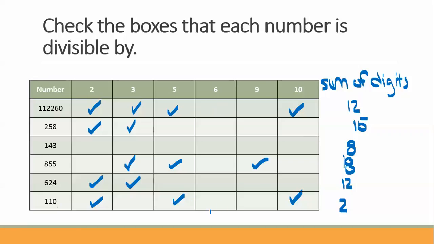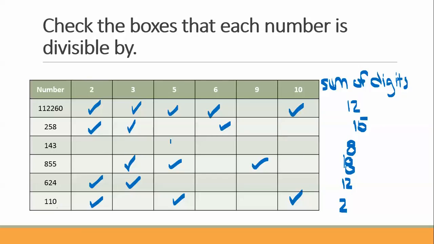So now the last column we have to fill out is the ones that are divisible by 6. Our rule for 6 was that it was divisible by both 2 and 3. So the ones that have check marks in 2 and 3 are divisible by 6. So 112,260 has a check mark in 2 and 3. It's even and it's divisible by 3, so it's divisible by 6. 258 is divisible by 2 and 3, so it's also divisible by 6.